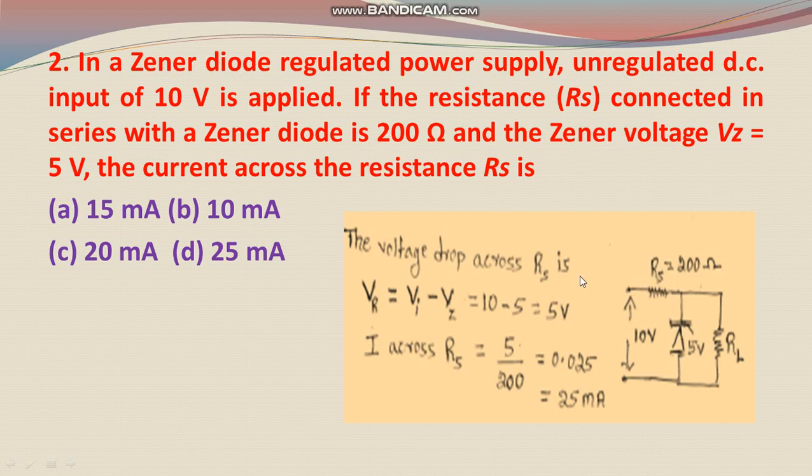What they are asking, the current across RS. The current through RS is what? So we know the value of RS and we know the value of potential across RS, so we can calculate I. So I is equal to what? V by R. V is 5 and R is 200. After simplifying this, we get 25 milliampere. So answer D.